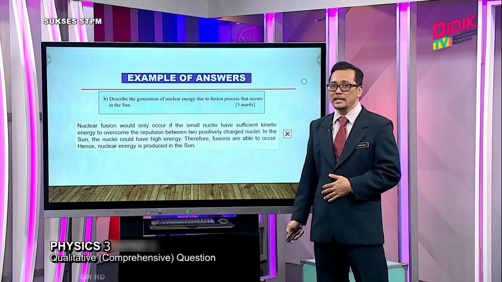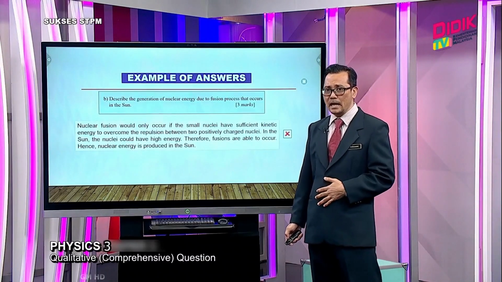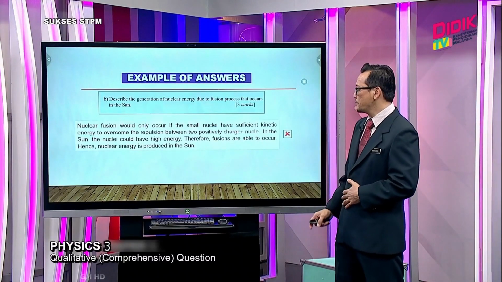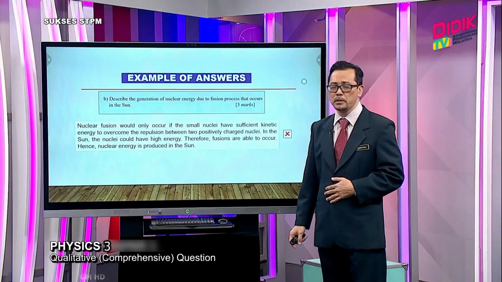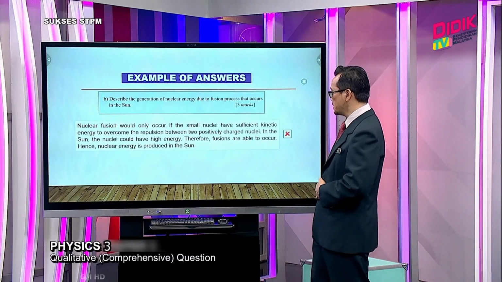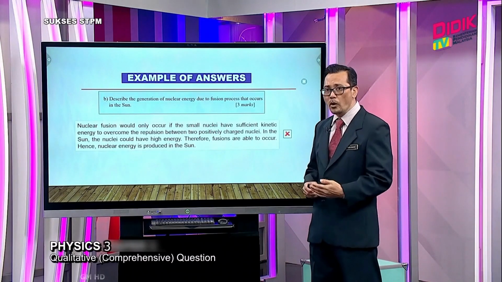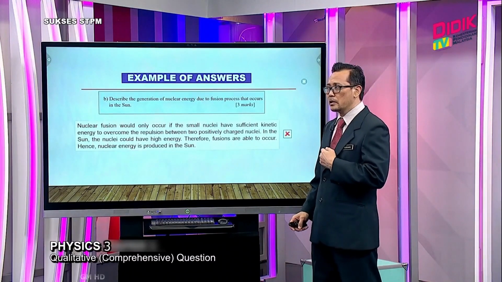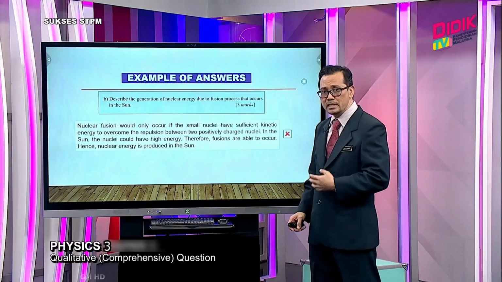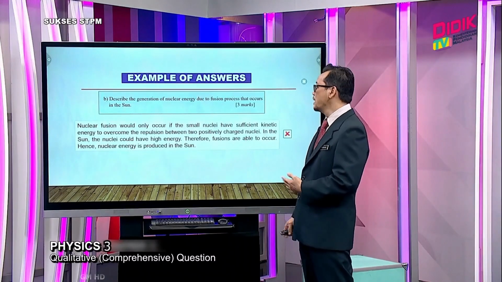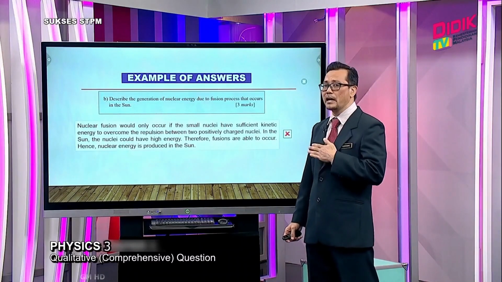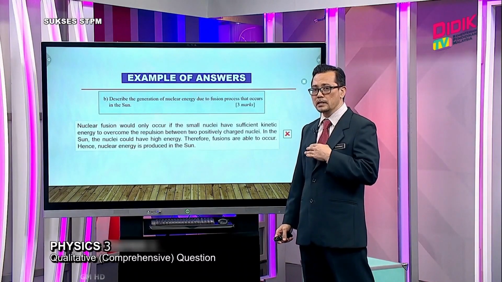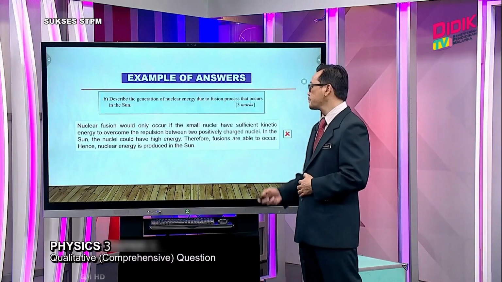Now, let's see why this answer is not accepted. Look at the question carefully. The question asks the candidates to describe the process. But this candidate's answer is more of a reasoning or justification of why nuclear fusion occurs in the sun. So please be careful with the answers that you arrange.